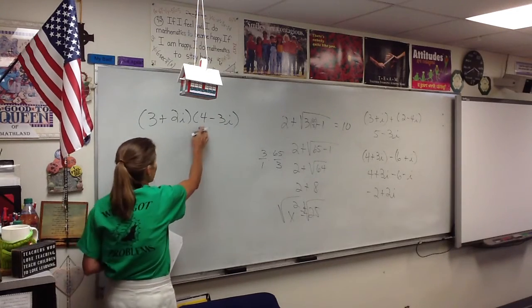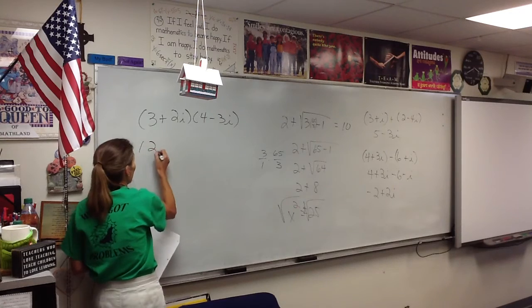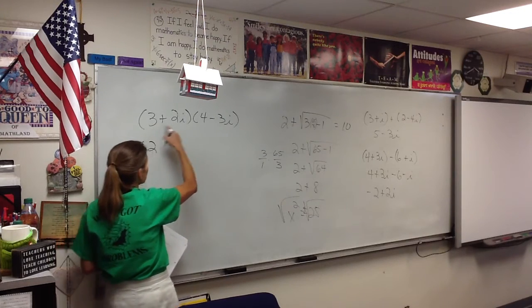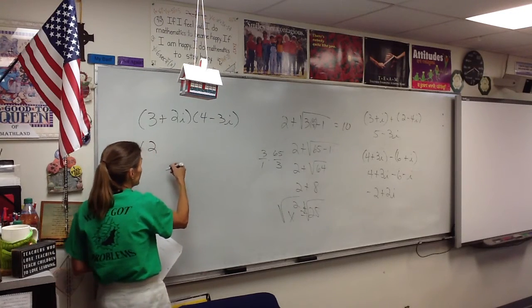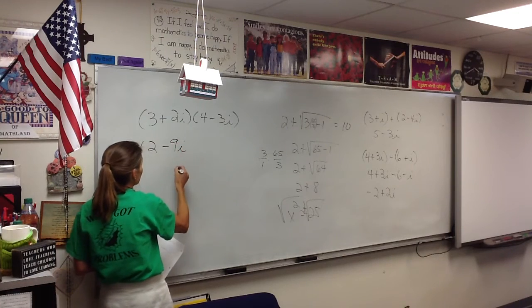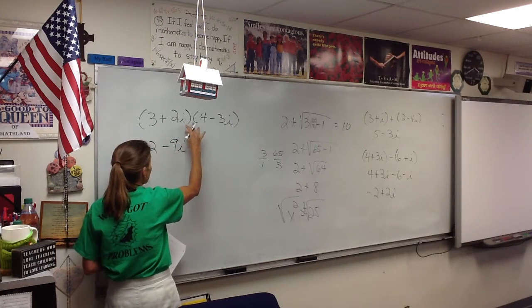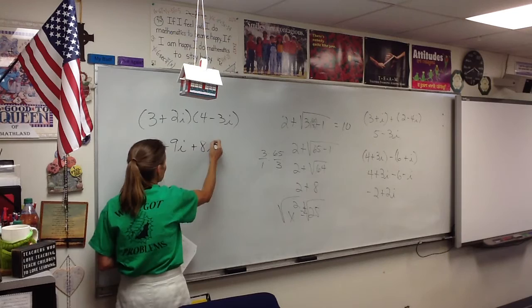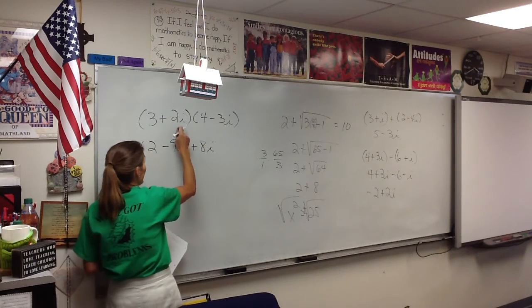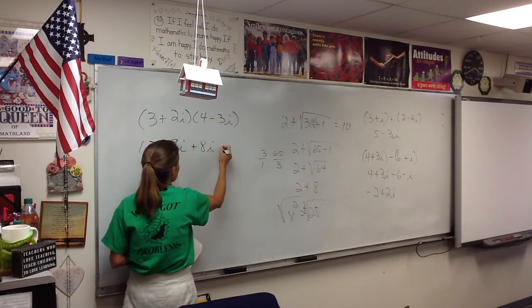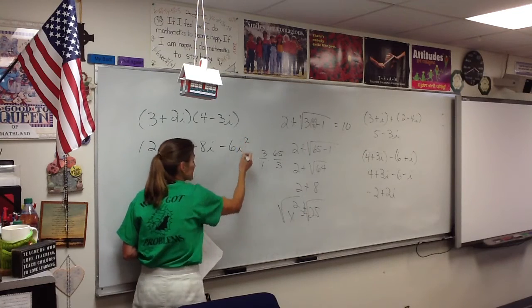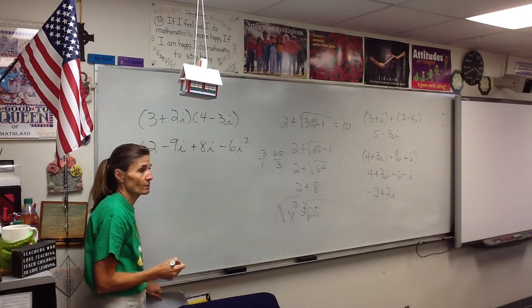So first times first, 12. Outside times outside, negative 9i. Inside times inside, positive 8i. Last times last, negative 6i squared.